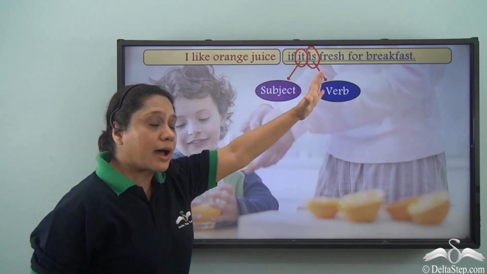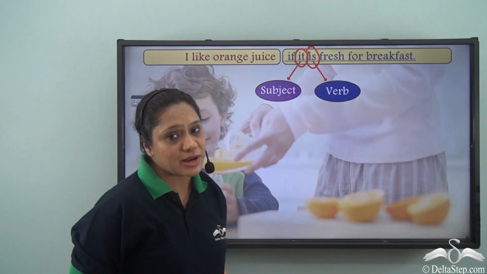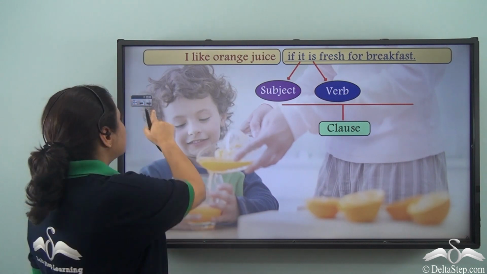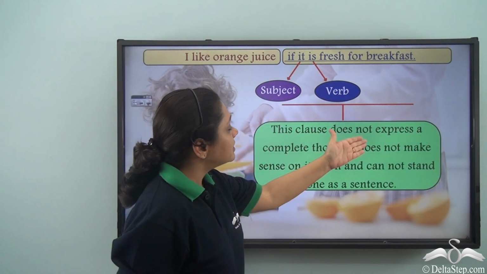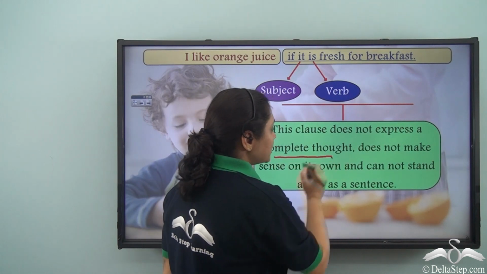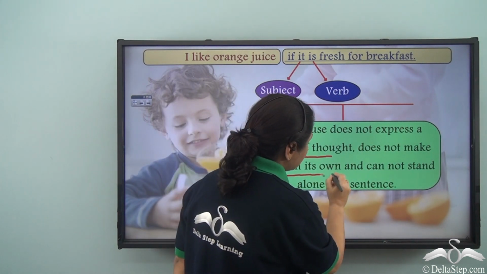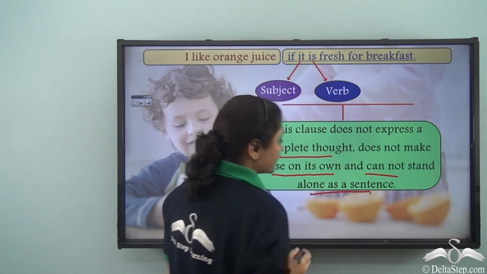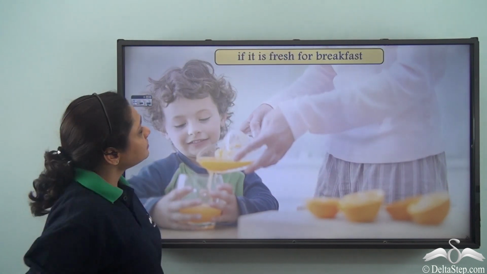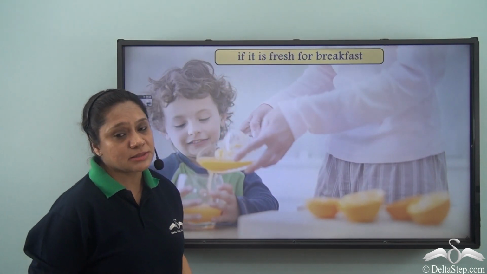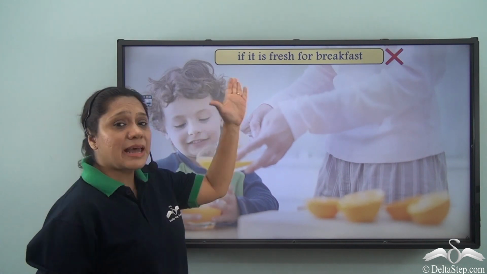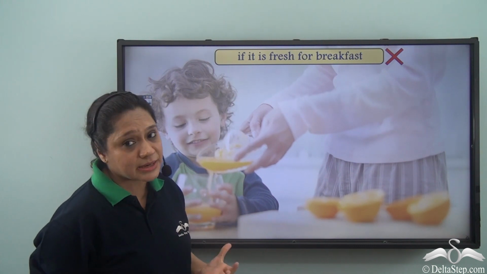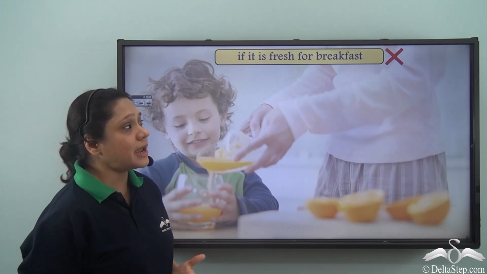So the second part, if it is fresh for breakfast, is also a clause, but this clause does not express complete thought. It does not make any sense on its own and cannot stand alone as a sentence. Can we say, if it is fresh for breakfast? We cannot. This sentence is incorrect. It is not complete because it is not giving us the full idea of what it is trying to say.